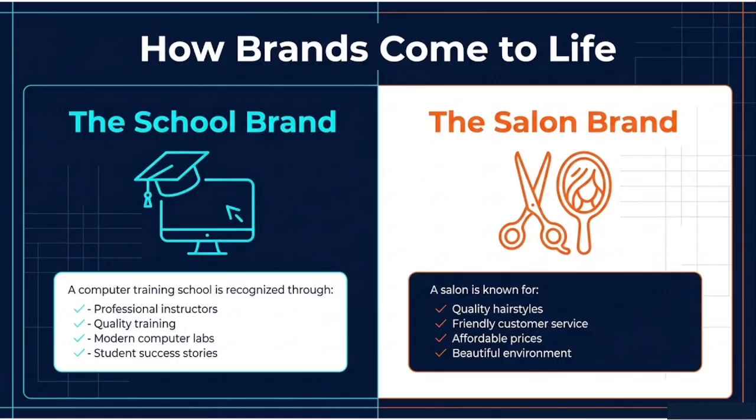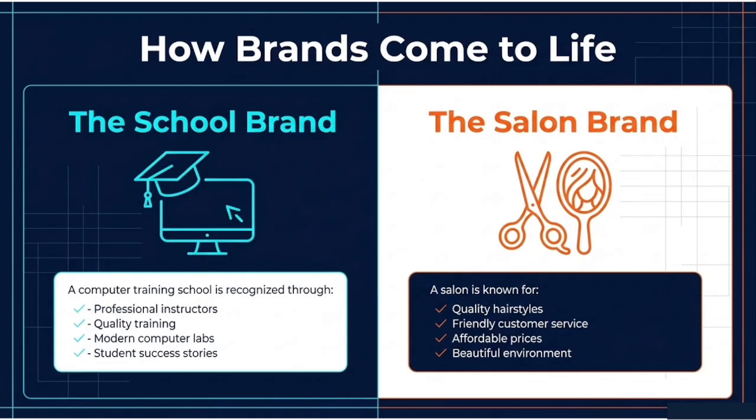Okay, so I want us now to look at how brands come to life. And we are going to look at two examples. The first one, we are going to think of a computer training school. How can that computer training school become a brand that can be recognized, but also remembered by the potential people who need its services? How can people recognize and remember a computer training school?